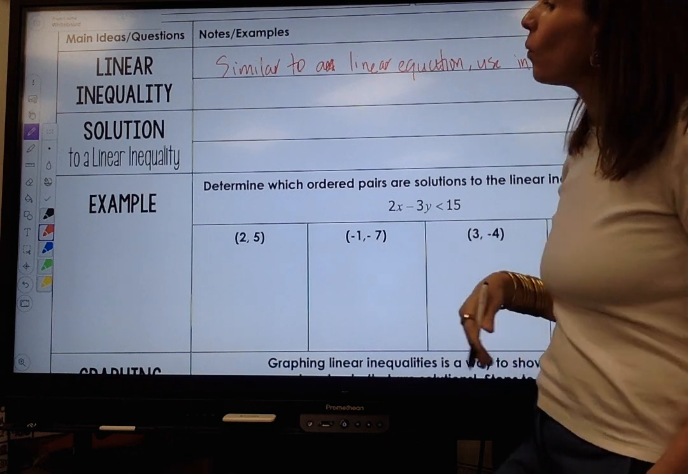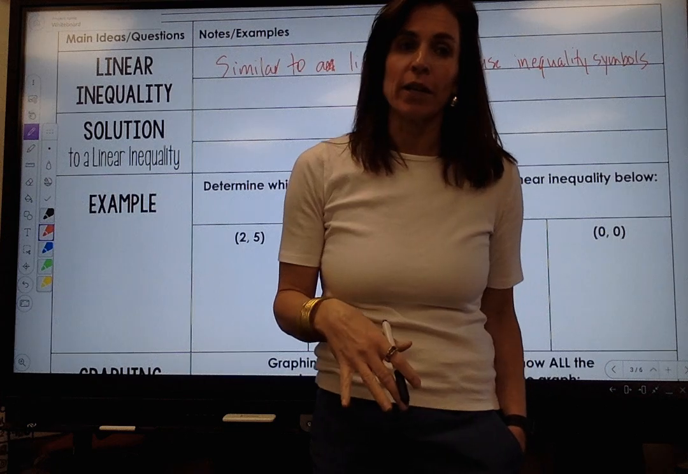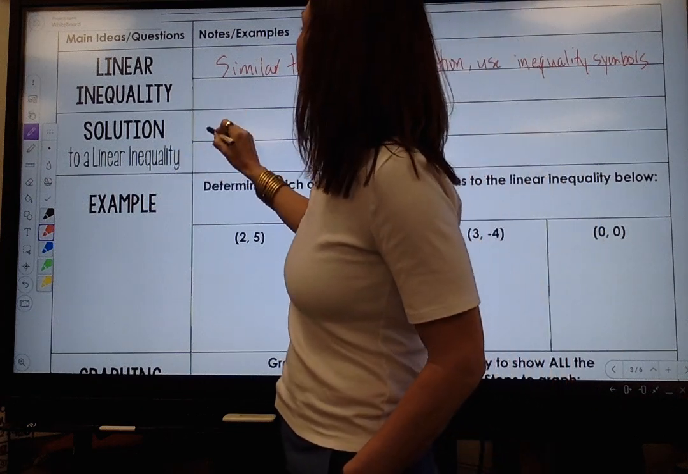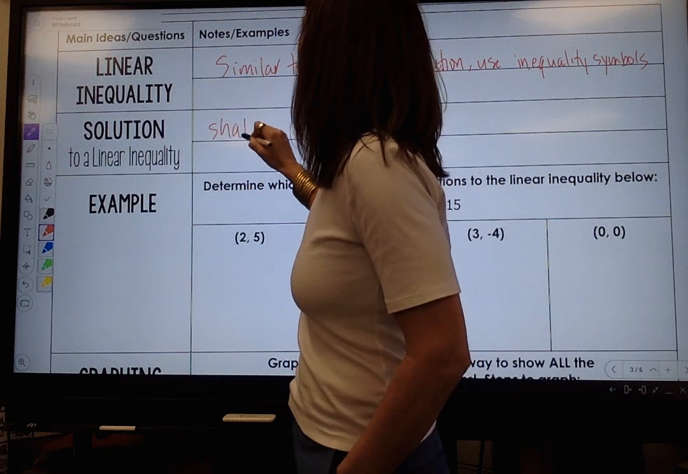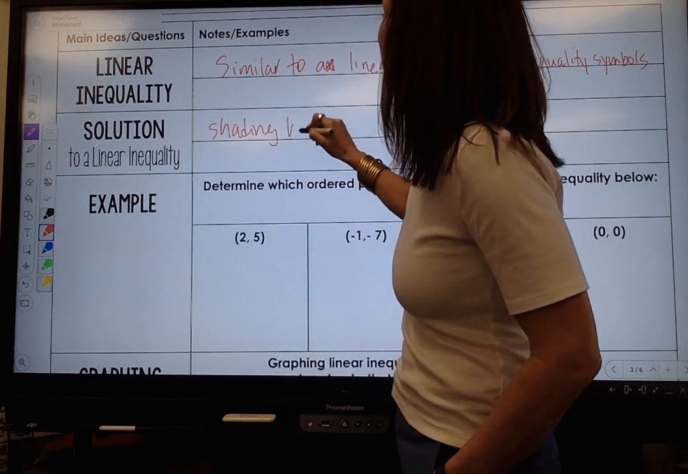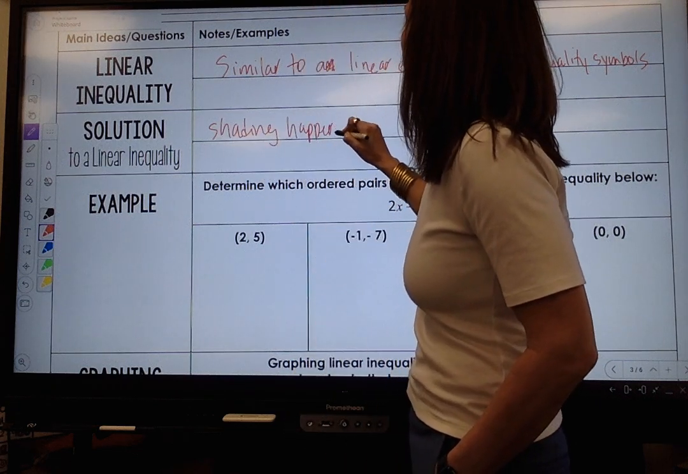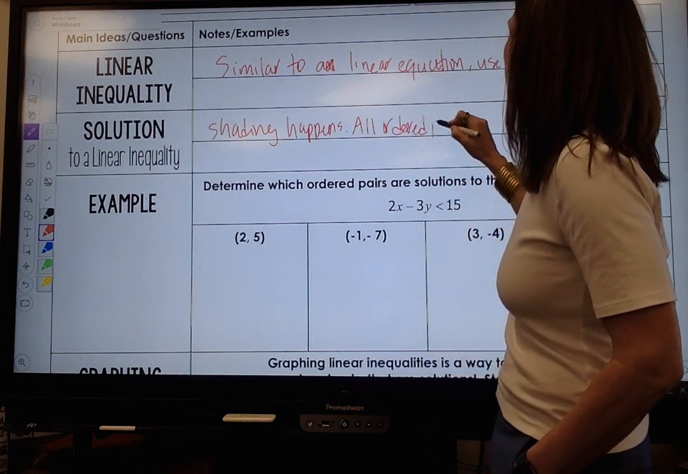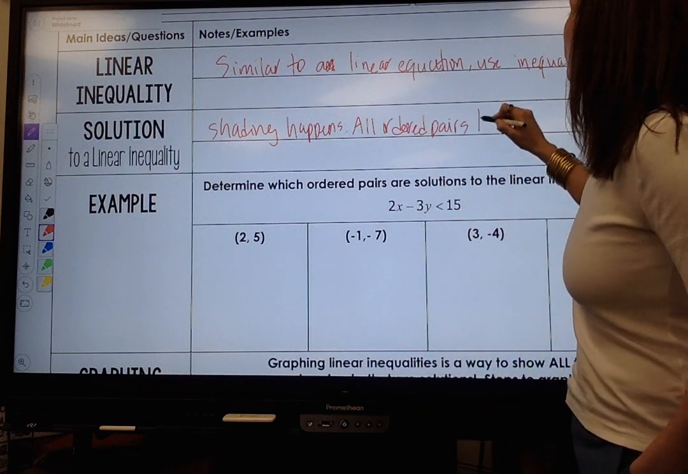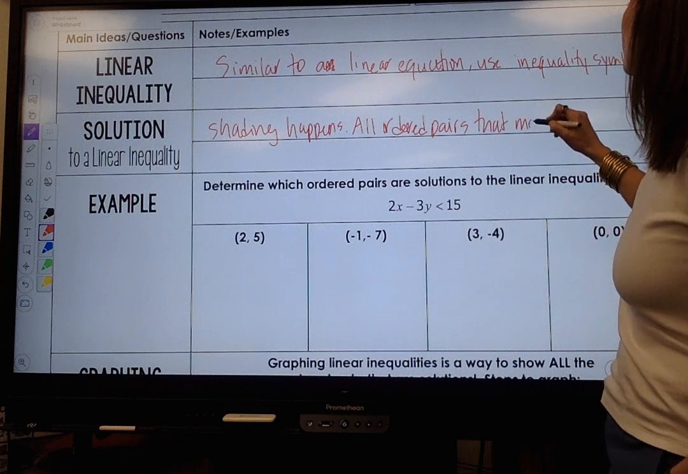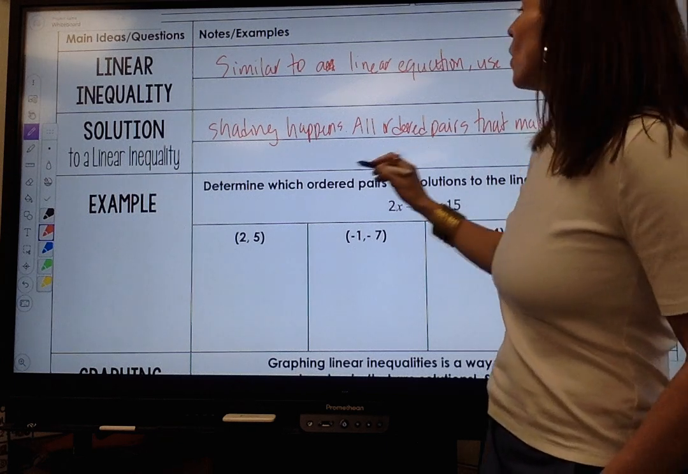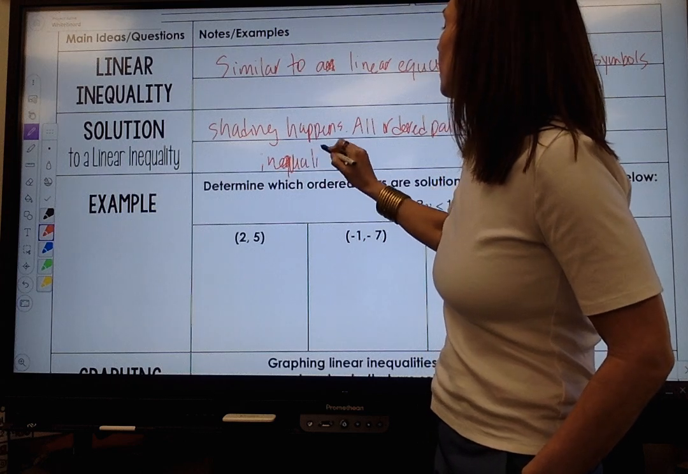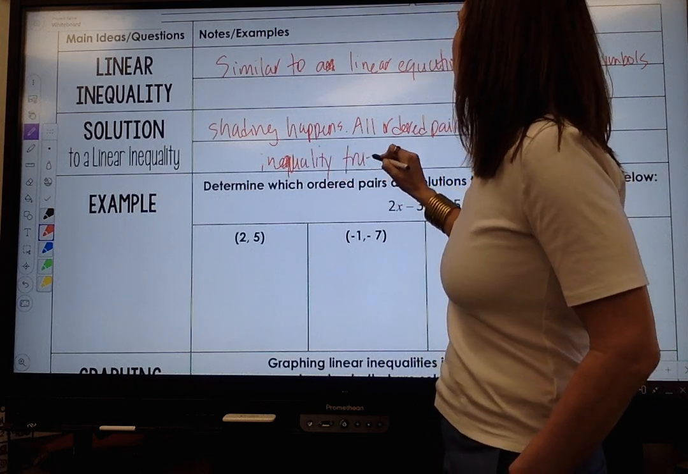All right, now, what is a solution to a linear inequality? A solution to the linear inequality is where the shading happens. It's where the shading happens, and it's all ordered pairs that make the inequality true. So let's test that.